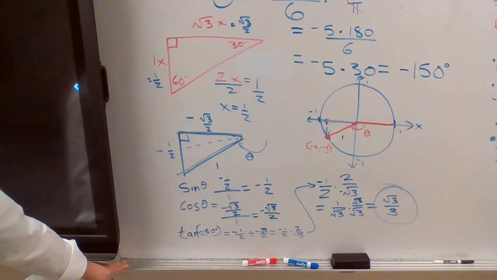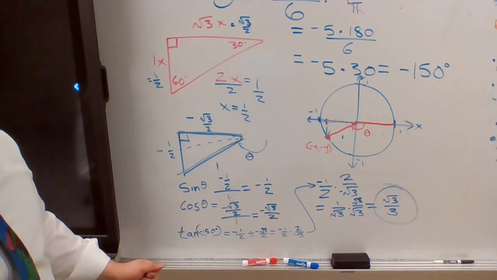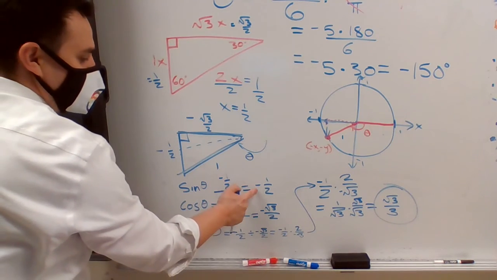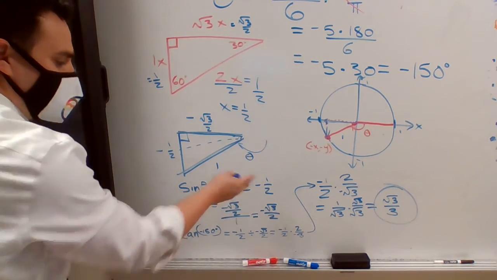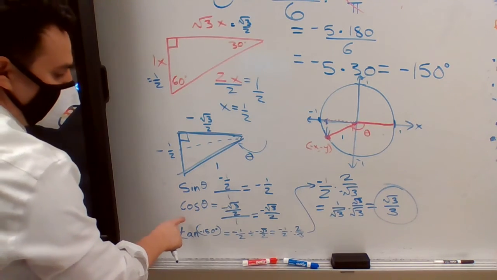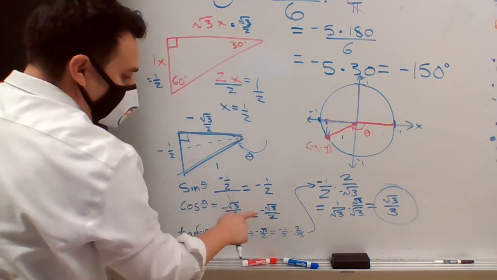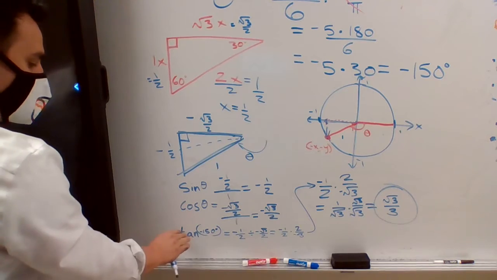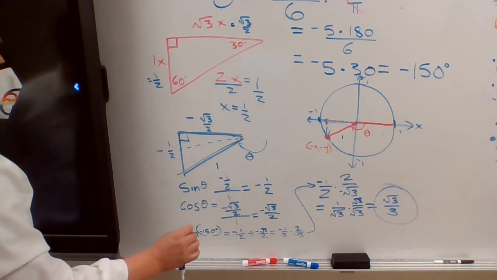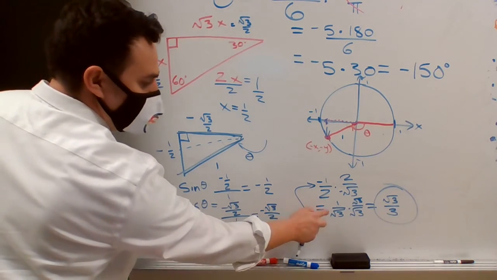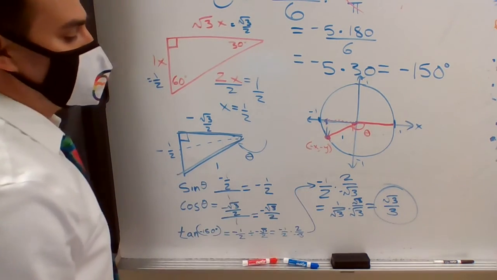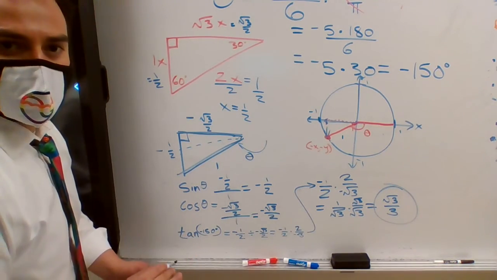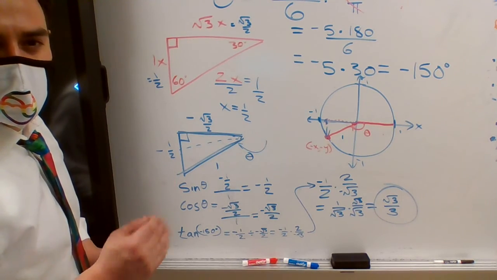And then for cosecant, secant, and cotangent, remember that cosecant is 1 over sine, so cosecant will be negative 2 over 1, or negative 2. Secant is 1 over cosine, so secant will be, instead of negative root 3 over 2, negative 2 over root 3. And cotangent, 1 over tangent, instead of being 1 over root 3, it'll just be root 3 over 1, or root 3 for cotangent.